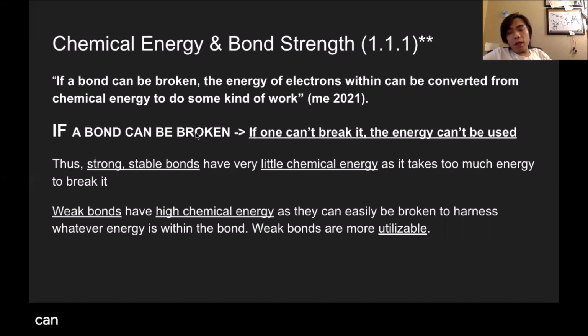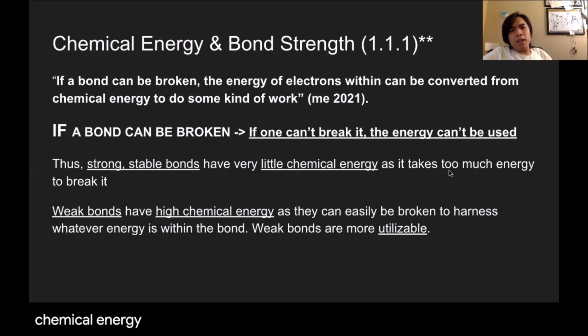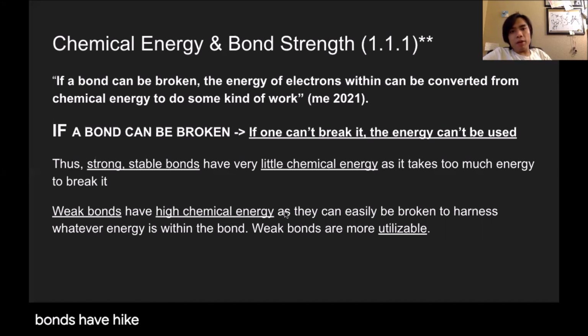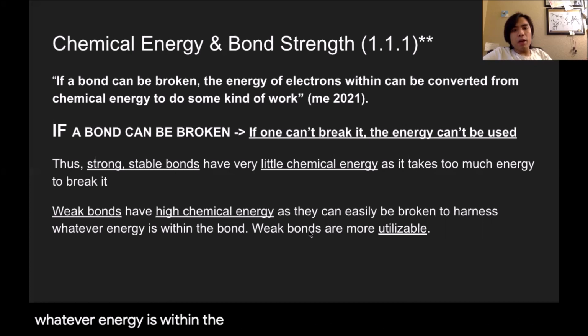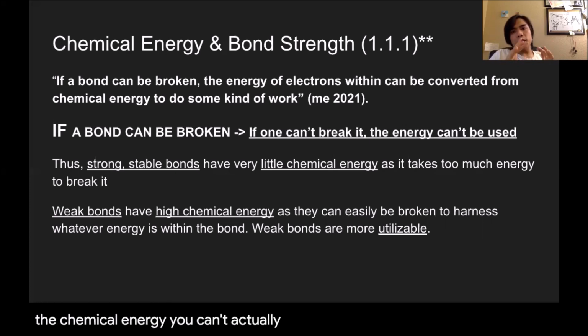If you can't break it, the energy cannot be used. Strong, stable bonds have very little chemical energy, as it takes too much energy to break them, whereas weak bonds have high chemical energy, as they can be easily broken to harness whatever energy is within the bond. Weak bonds are more utilizable. It's like the chemical energy, you can't actually use it unless you can break it. And if you can't break it, you can't use it.